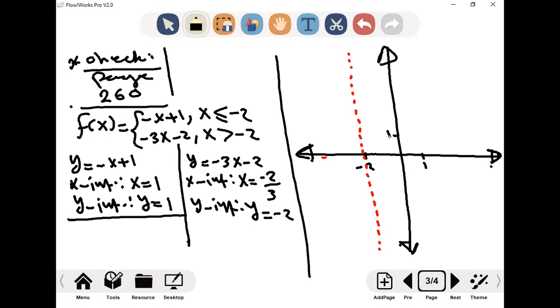Focus on the board. Now the line should be something like this, right? But I don't want the part to the right. I want the part to the left. Why? Because here x is less than -2, not more than -2. So I need to erase. If you draw with pencil, you can erase it. You can graph it all, then erase the part which you don't want. This part I don't want, right? Got it? So assume that I will erase this.